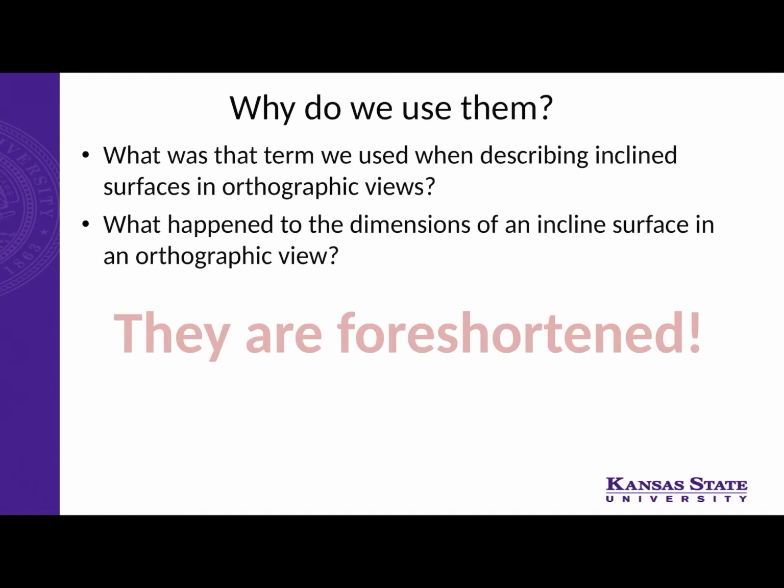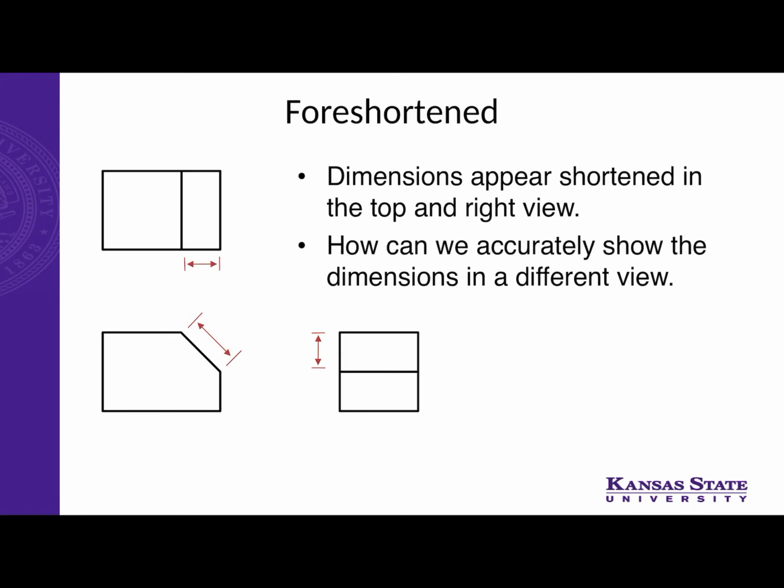So basically, you have inclined lines in orthographic views, and those inclined lines are foreshortened, which means that the dimensions they have in those normal three front, top, right orthographic views aren't necessarily the best way to describe what those dimensions are, because they're foreshortened. What foreshortened means is that the dimensions kind of appear shortened.